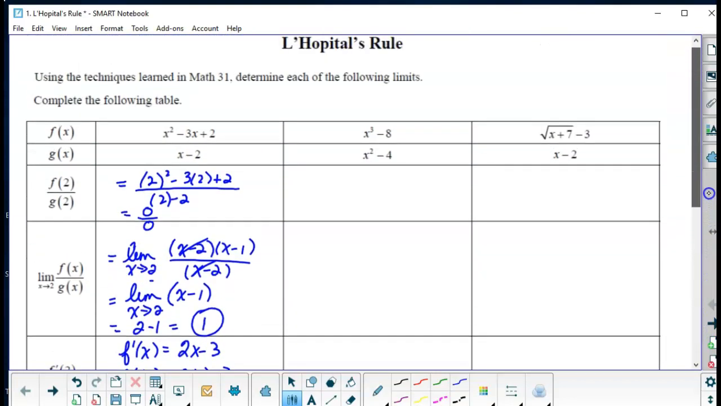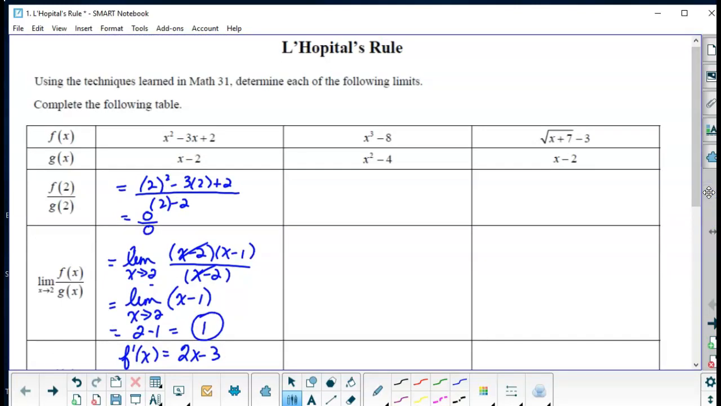Now let's see what happens in the next one. So this is a cubic over a quadratic. So now we're finding f of 2. Just substitute in. So that's going to be 2 cubed minus 8 over 2 squared minus 4. 8 minus 8 is 0. 4 minus 4 is 0. Same form as the last one, so we can't just substitute in.